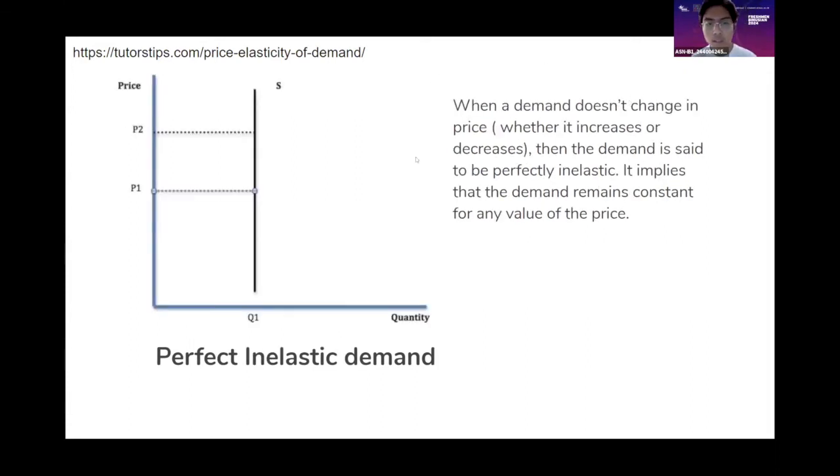So perfectly inelastic demand is when demand doesn't change with price, whether it increases or decreases. Then the demand is said to be perfectly inelastic. It implies that the demand remains constant for any value of the price. So there's no real life example for this perfectly inelastic demand.